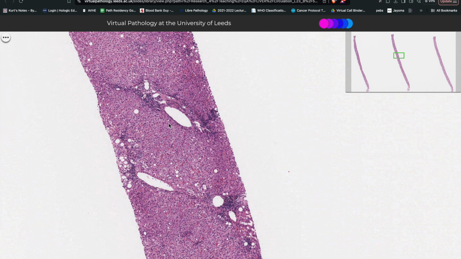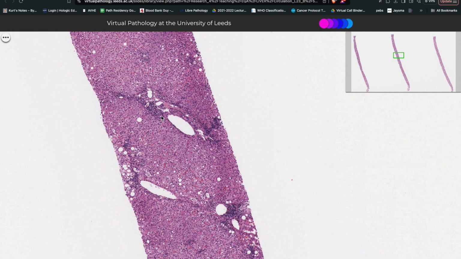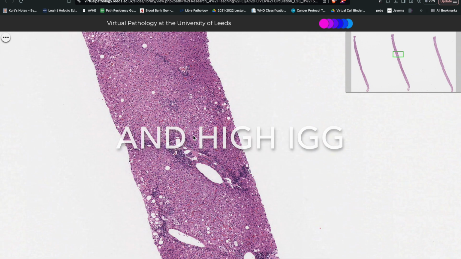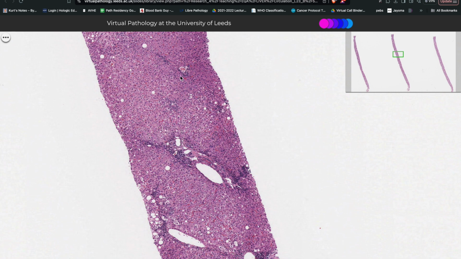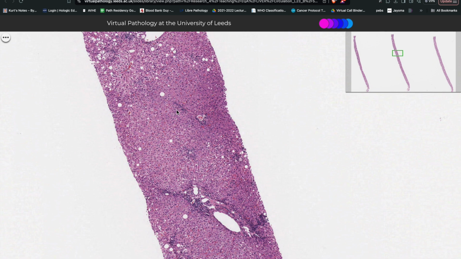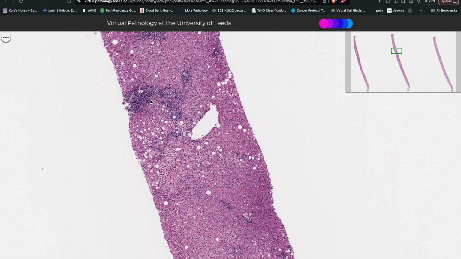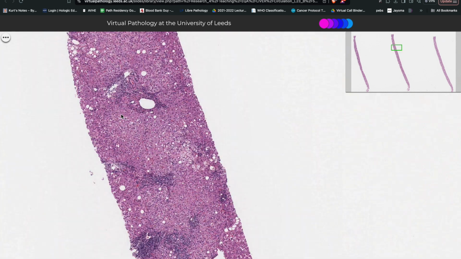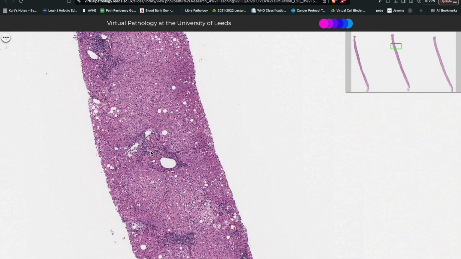So with the history of the ANA, I'd like an anti-smooth muscle antibody too, just to confirm or increase my suspicions that this is autoimmune hepatitis, as well as an element of steatohepatitis. So I hope this helps, explaining this from a general pathologist point of view.